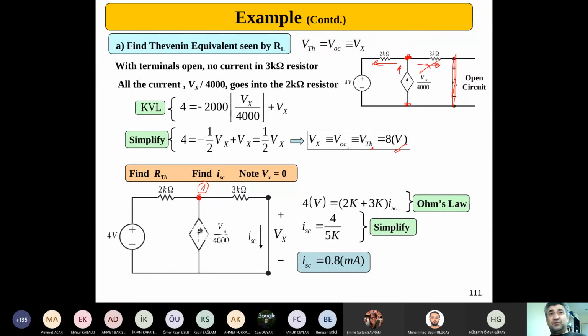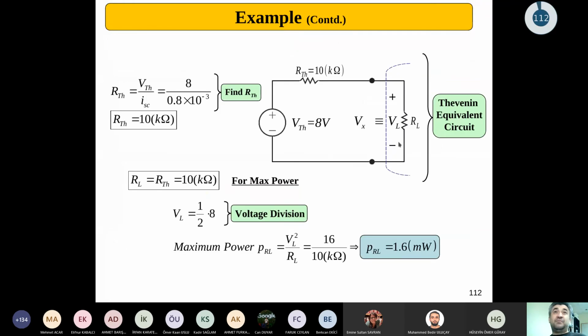The current passing through those two terminals is 4 divided by 5K. I find the short circuit current and open circuit voltage. That's it. Just dividing those two values to each other. I mean, my Thevenin equivalent circuitry is something like this: 8 volts in series with a 10 kilo ohm resistance. The maximum power delivery can happen when this RL is equal to RTH. So for the maximum power transfer, RL will be 10 kilo ohms.